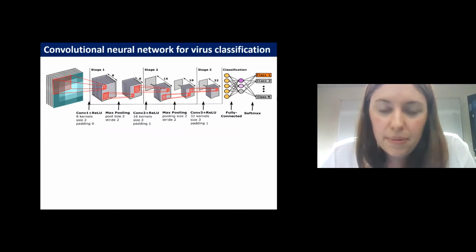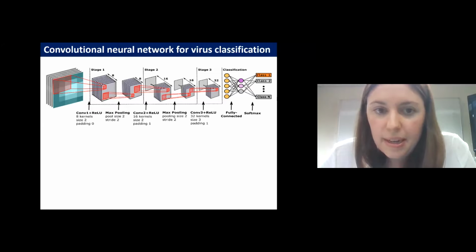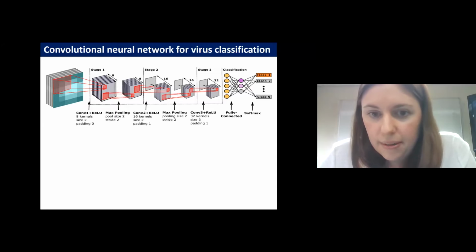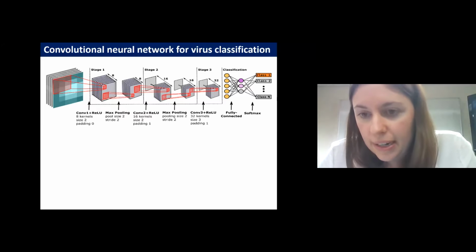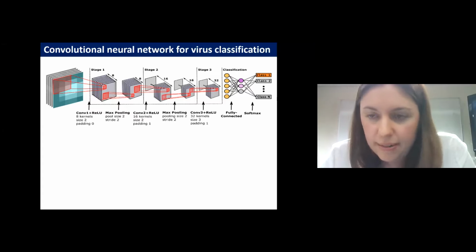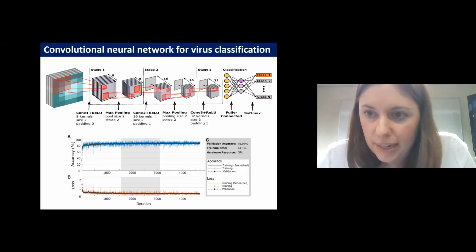So there's an input layer, which is basically the bounding boxes from the segmentation process. There are 3 convolutional and ReLU layers, which is to introduce non-linearity into it. The first 2 are followed by a max pooling layer. And then we have a fully connected layer, a softmax layer, and a final classification layer to decide what it is that we've got. This is just an example of the validation.